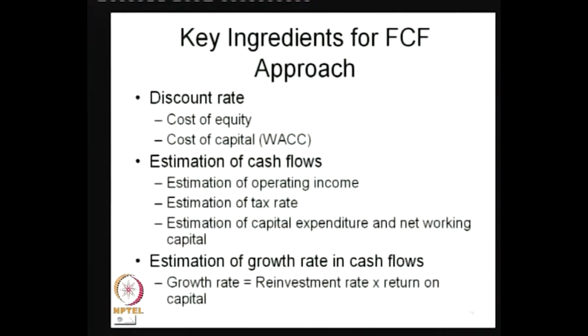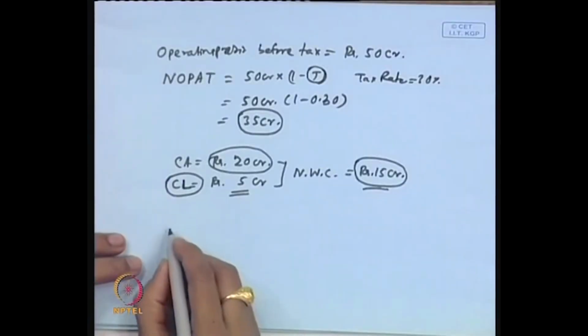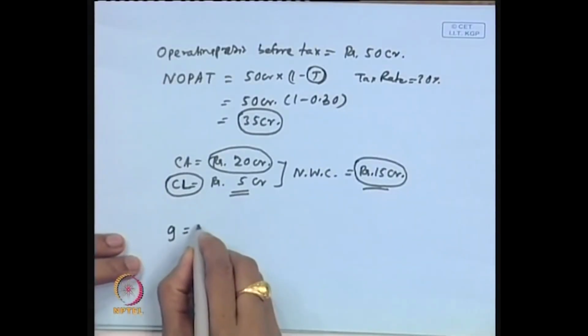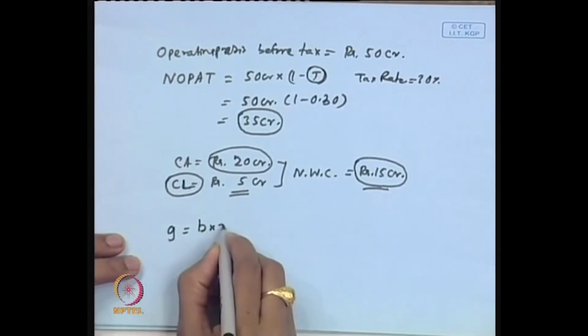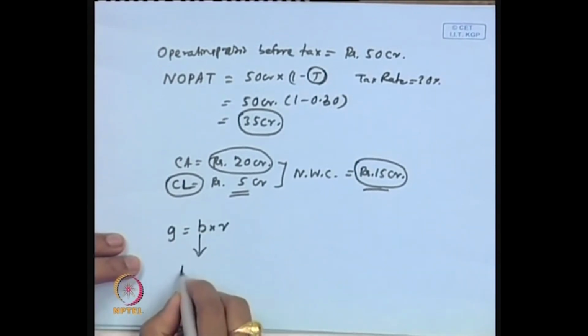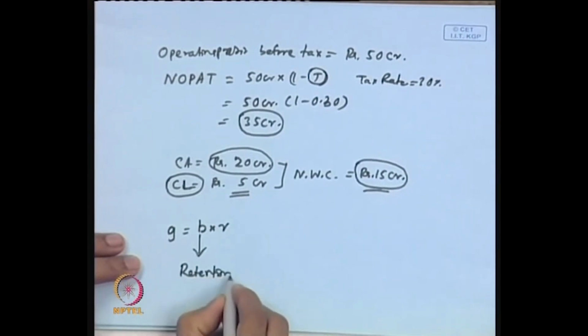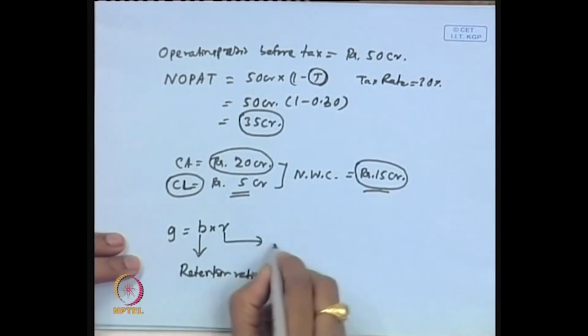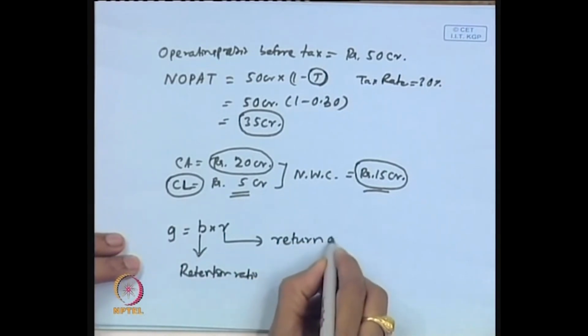Then one has to also find out the growth rate. So, growth rate is a very important aspect of cash flow, because the cash flow is not going to remain constant from period to period. Cash flow is going to change from one period to another, and that depends on what growth is going to happen. The popular formula for growth that we also have in the dividend discount model is G equals B into R, where B is the retention ratio and R is the return on equity.